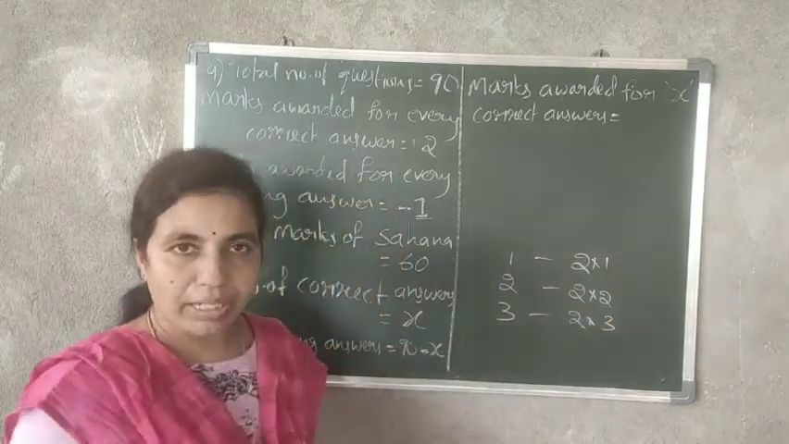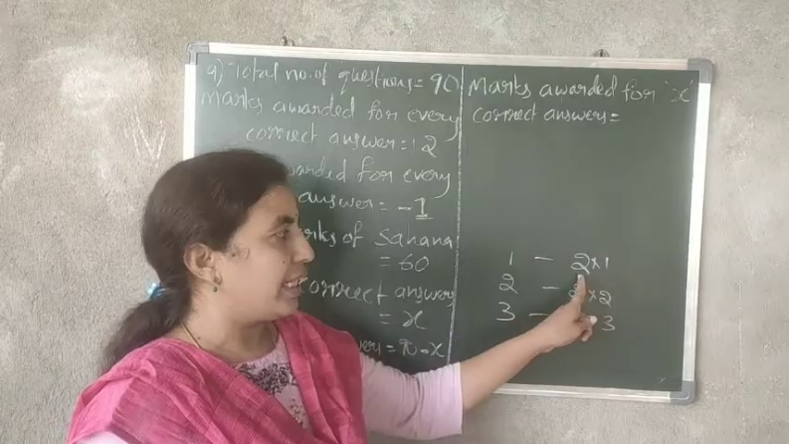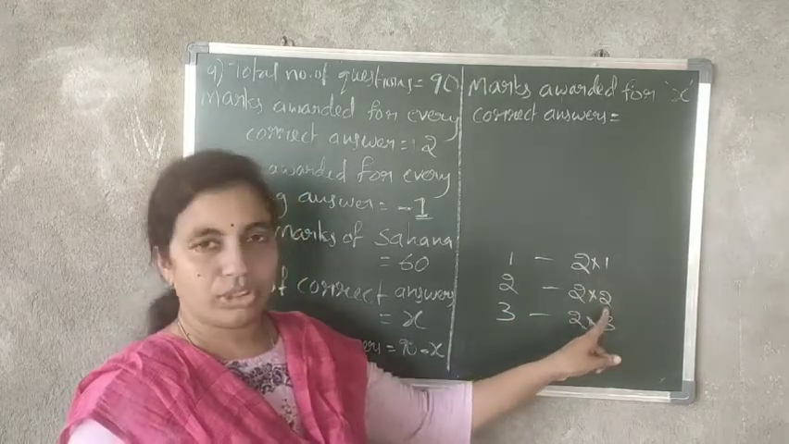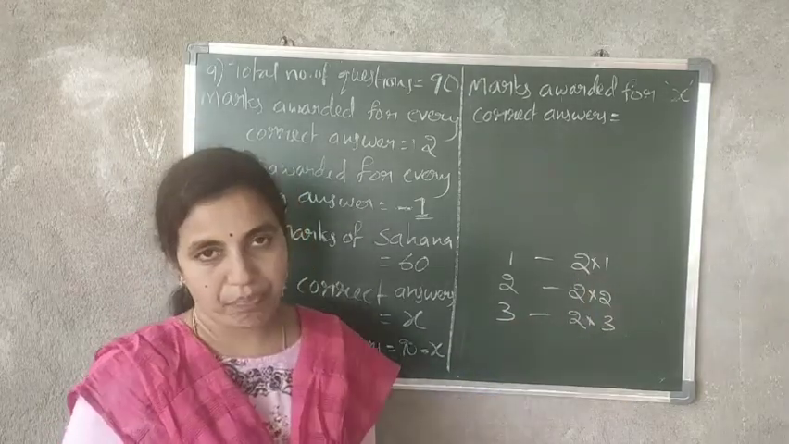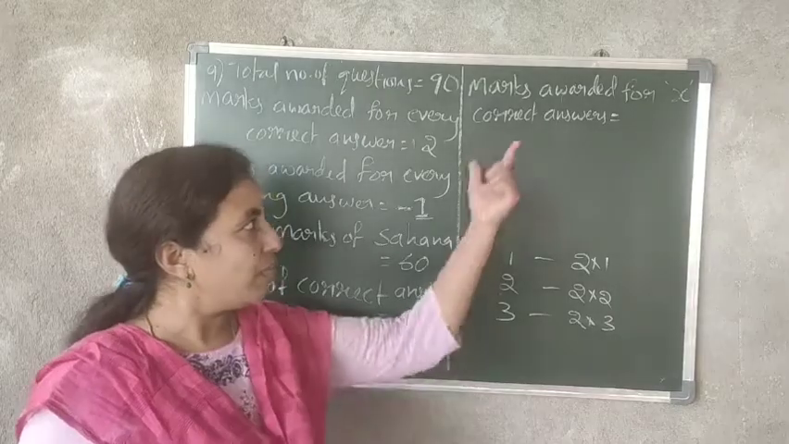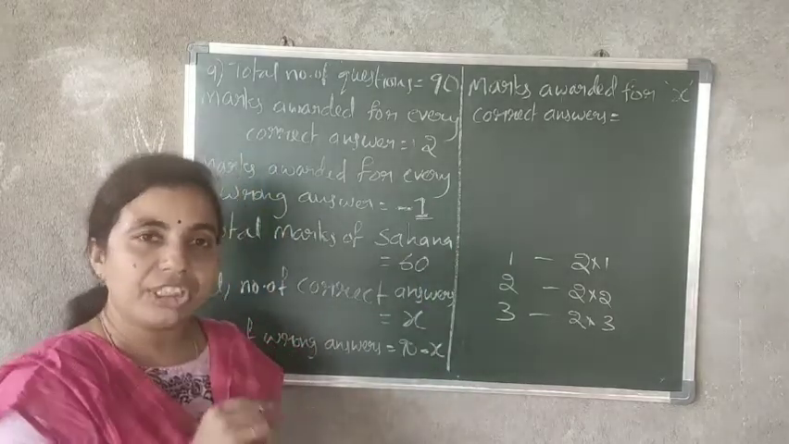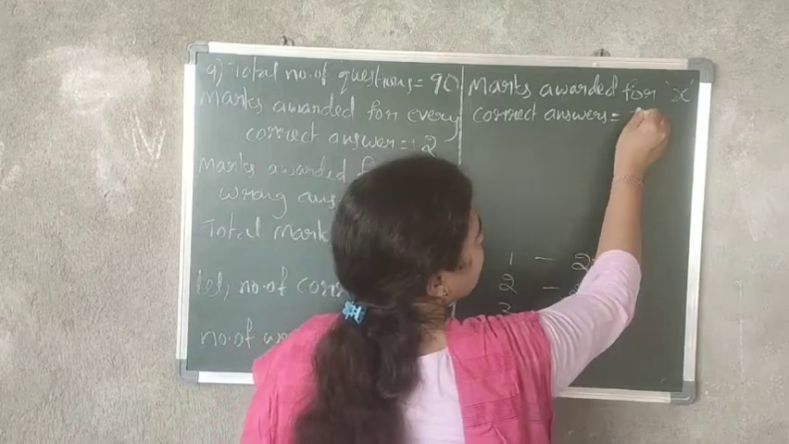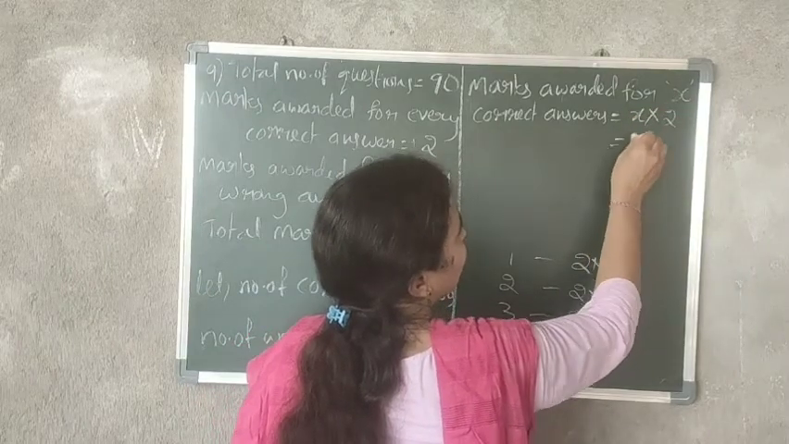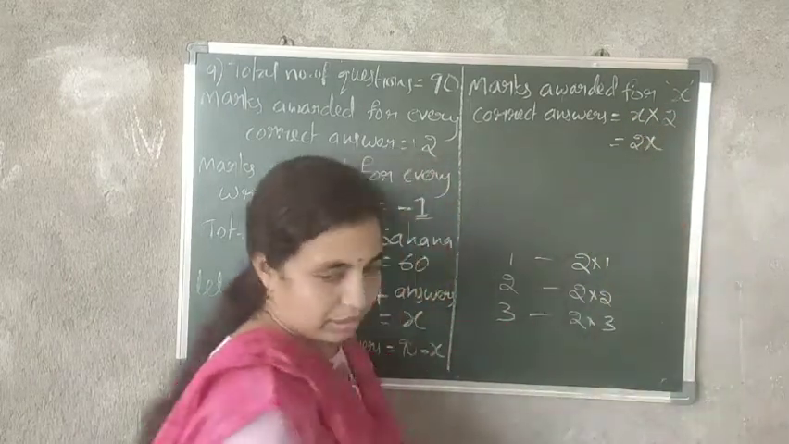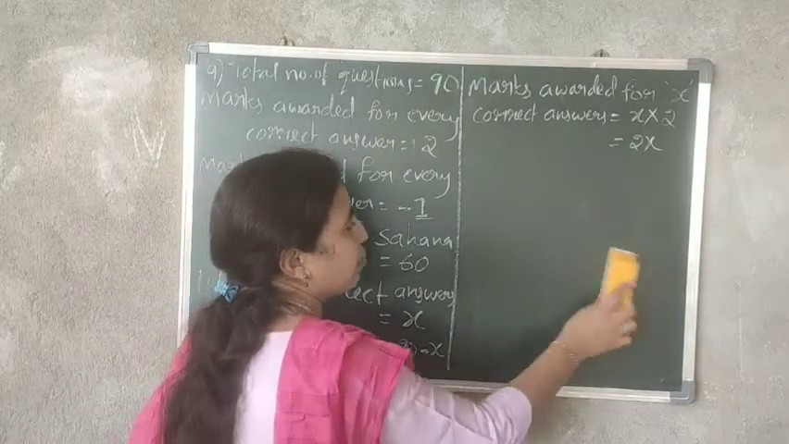Each question is 2 marks. So 1 question means 2 into 1. 2 questions mean 2 into 2. 3 questions means 2 into 3. For each question, 2 marks. So if you have written x questions, how many marks will you get? x into 2, so 2x marks. You will get 2x marks.